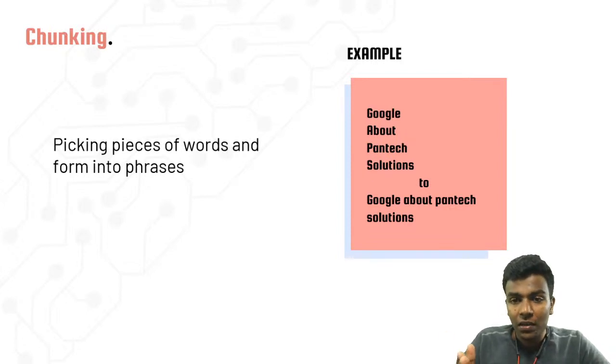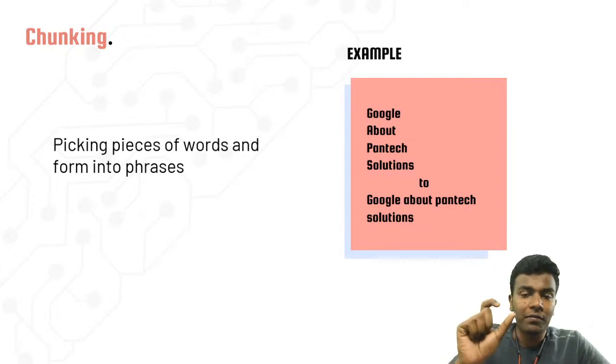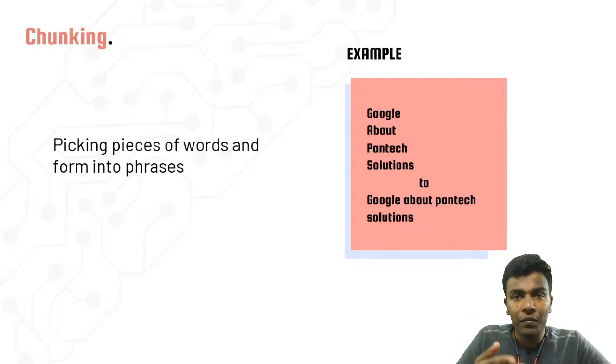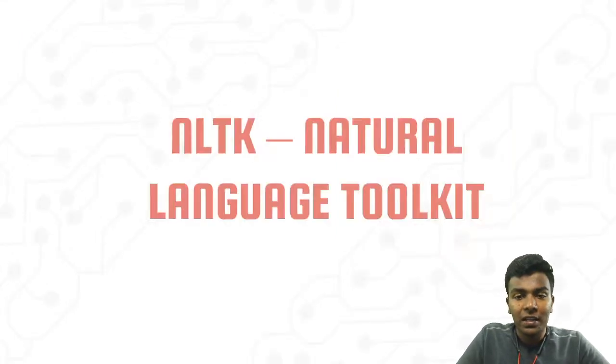Here, in Google about Pantech Solutions, there are a lot of different words. It may be in the process of NLG, where they form a complete sentence. This process is known as chunking, which lies under NLP terminology. That's up to here.